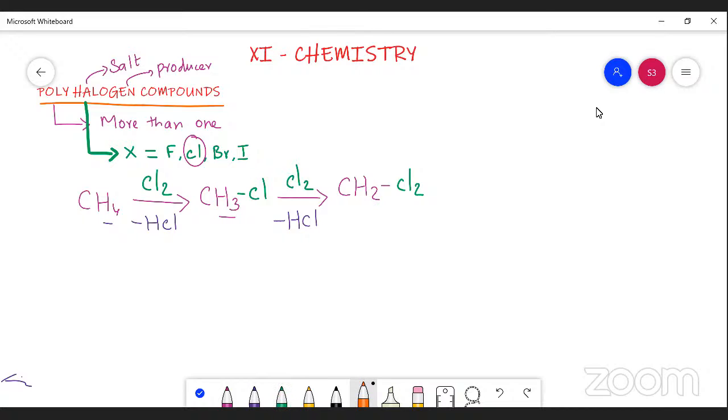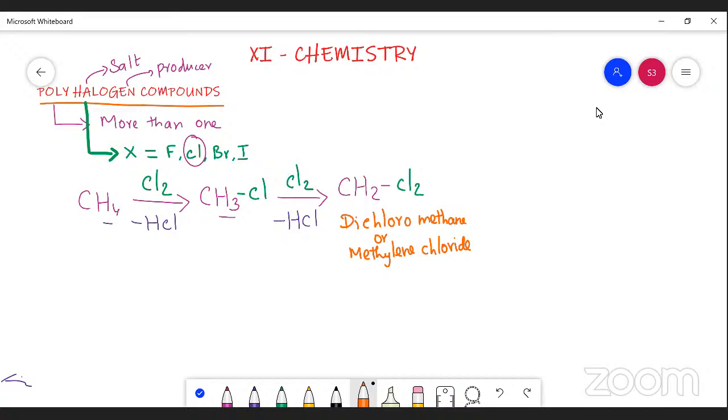What is the name? It is dichloromethane, or known as methylene chloride. Methylene chloride. So, it is a dihalogen derivative.